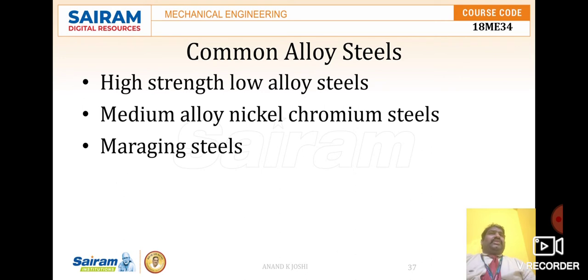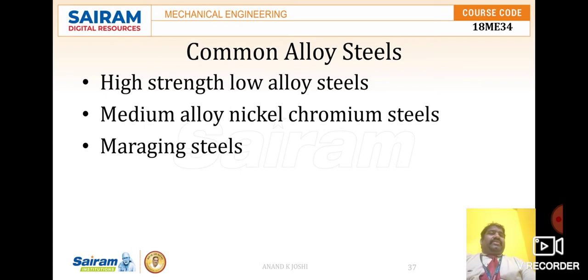Maraging steels are used for applications where high strength with good fracture toughness is required. For example, aircraft undercarriage parts, punches and dies for cold forging, die casting, or extrusion dies for aluminum and other materials. So these are all the maraging steels.